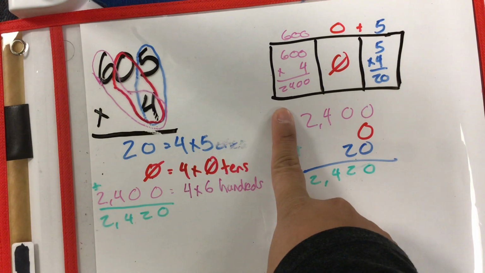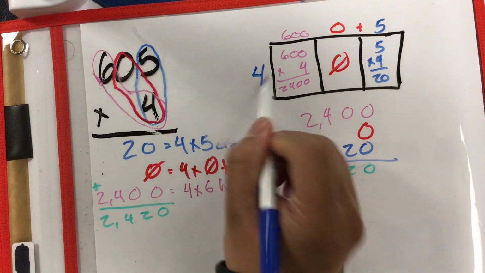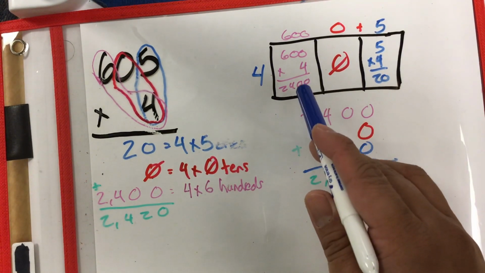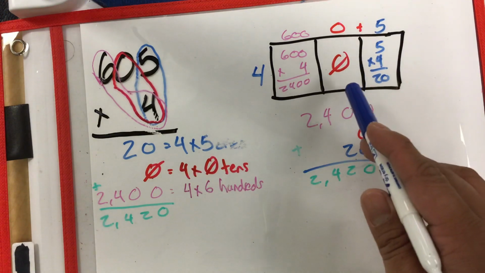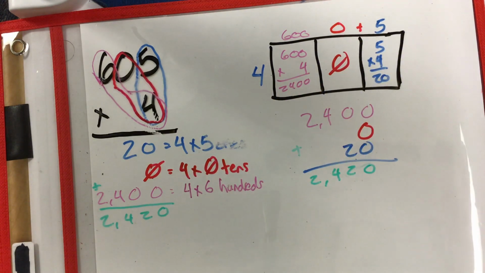Then we have our area model. Oops. We should have a 4 right here. So now we have 4 times 600 is 2,400. 4 times 0 equals 0. 4 times 5 is 20. We add them all up. We get 2,420. Okay?